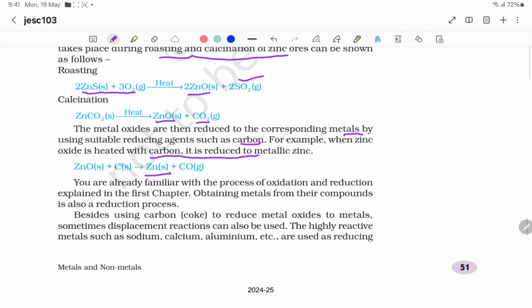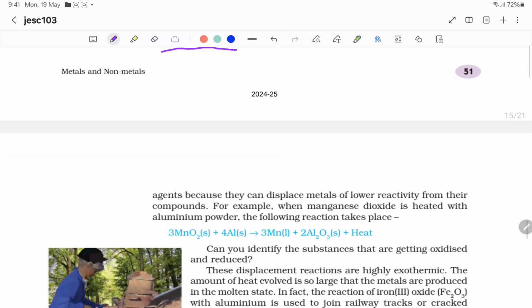You are already familiar with the process of oxidation and reduction. So obtaining metals from their compounds is also a reduction process. Besides using carbon coke to reduce metal oxide to metal, sometimes displacement reactions can also be used. The highly reactive metals such as sodium, calcium, and aluminum are used as reducing agents because they can displace metals of low reactivity from their compounds.